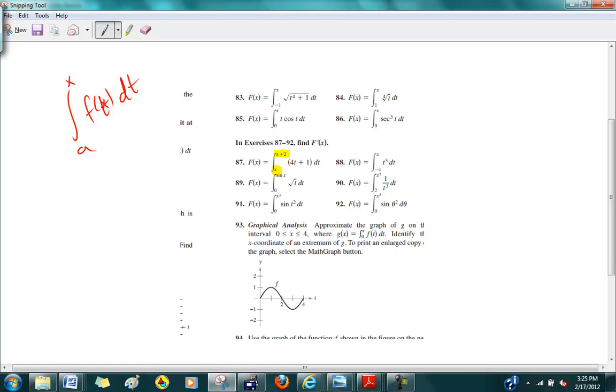So for number 87, I'm going to rewrite this using certain properties of integrals. I can always break that integral up into x to some number of 4t plus 1 dt plus from some number to x plus 2 of 4t plus 1 dt. This is one of the properties that you've learned about integrals, probably in 4.2 or 4.3.